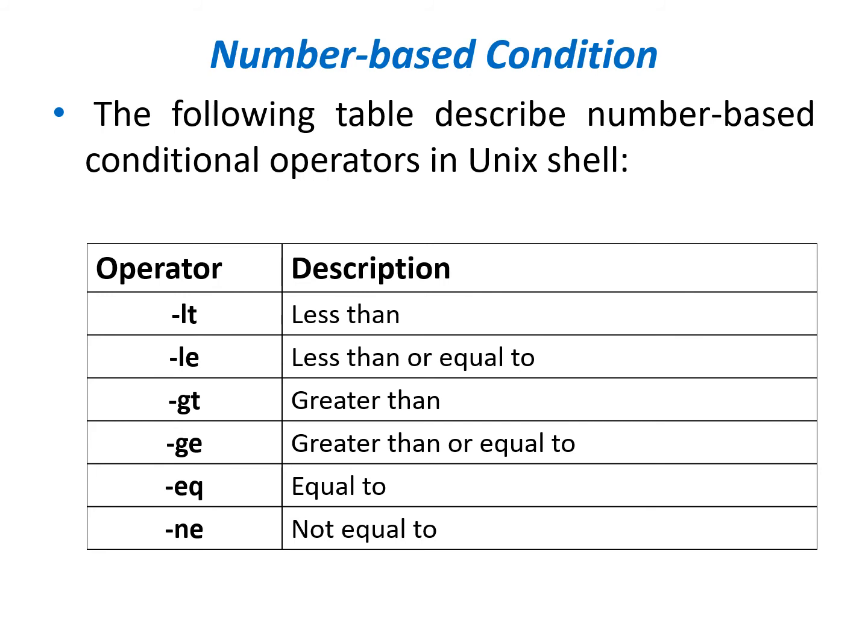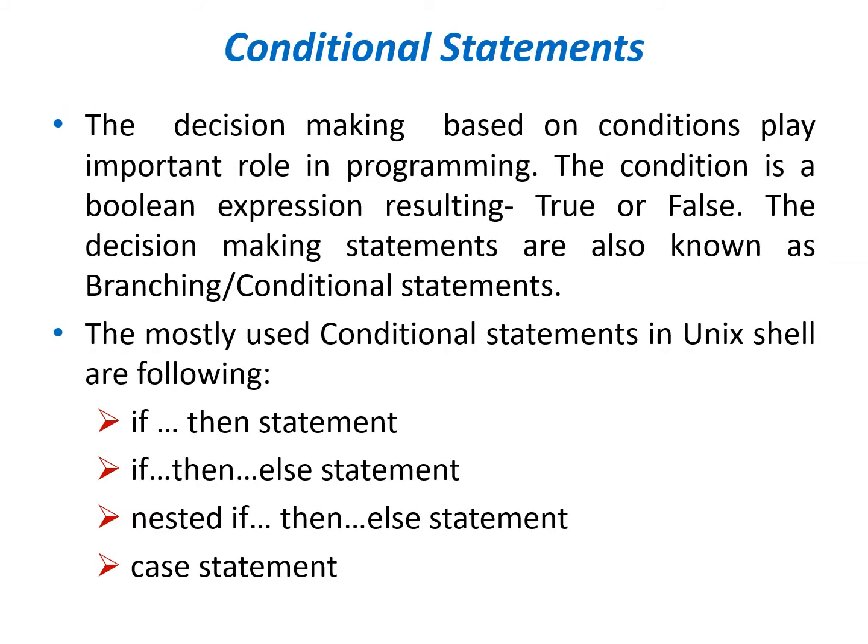Then now we take number-based conditions. The following table describes number-based conditional operators in Unix shell. These are the 6 operators. Dash lt means less than, dash le means less than or equal to, dash gt means greater than, dash ge means greater than or equal to, dash eq means equal to, dash ne means not equal to. So all these conditions are used in conditional statements.